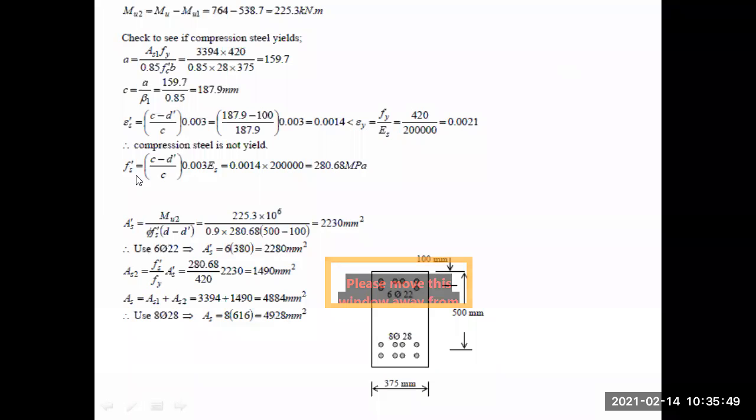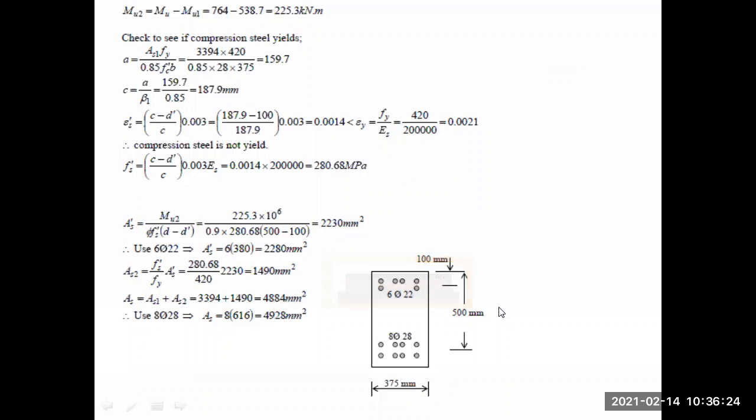Then we calculate Fs prime, hence we have A, we can determine C, and then we have C. Then we can calculate Fs prime, which is equal to the strain that we've got times the modulus of elasticity. It has already been calculated, so we don't need to repeat it. 0.0014 times the modulus of elasticity, which is this one, makes it equal to 280.68 megapascal. Okay, so Fs prime.